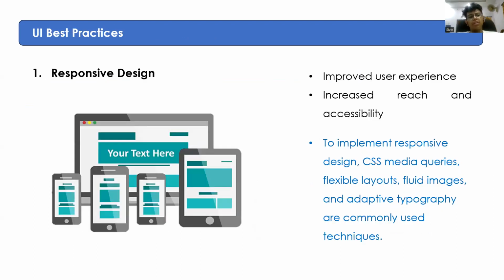Now I'd like to discuss with you the UI best practices. So there are a few properties which are UI design best practices. So first one is responsive design. So design should be responsive so that we can use the design in every device, from a smartphone to a computer screen. So it helps in improved user experience. It also helps in increasing the reach and accessibility. So to implement a responsive design, CSS media queries, flexible layouts, fluid images, and adaptive typography are commonly used techniques.